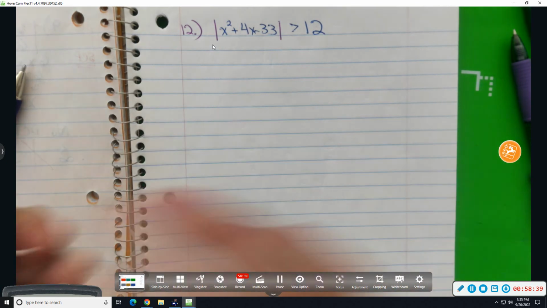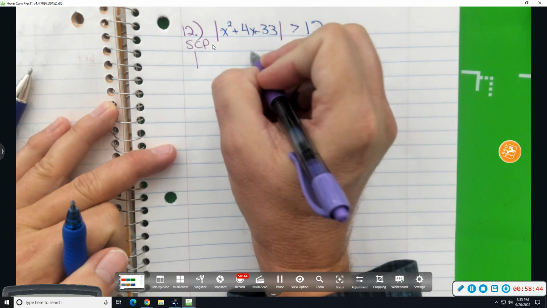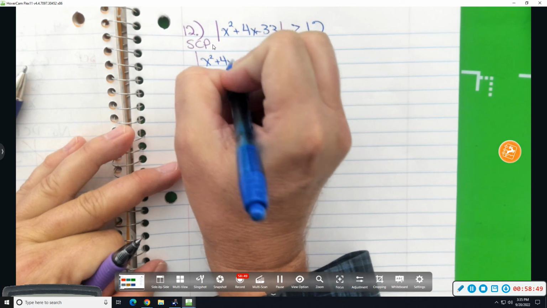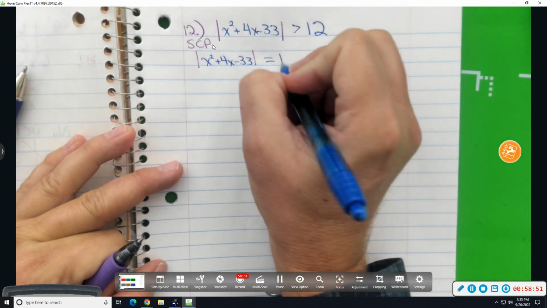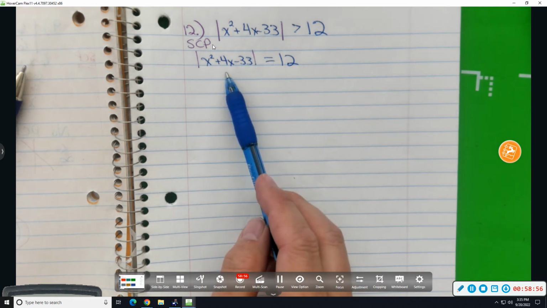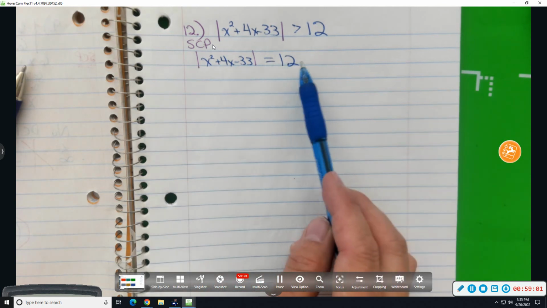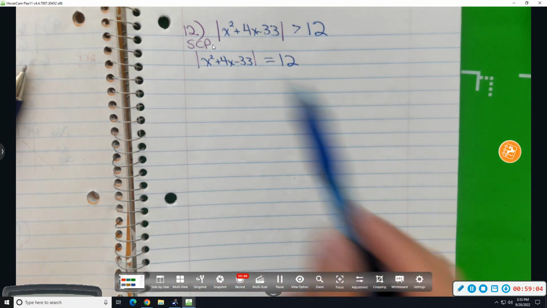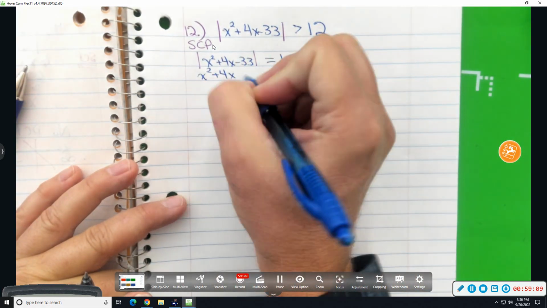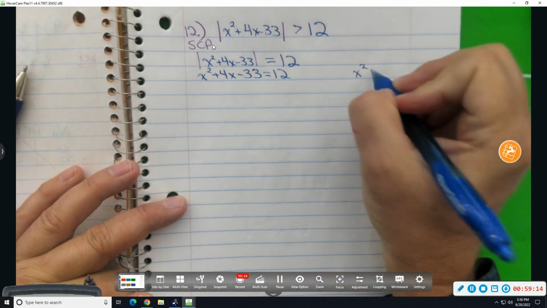But here we go. Solution cut points. For the solution cut point, you ask yourself, when is the expression equal to 12? And notice the absolute value is already isolated. We don't have to move any terms around. The only way you're going to have an absolute value equaling positive 12 is for the stuff inside there to equal 12 or negative 12. So set it equal to 12, set it equal to negative 12.